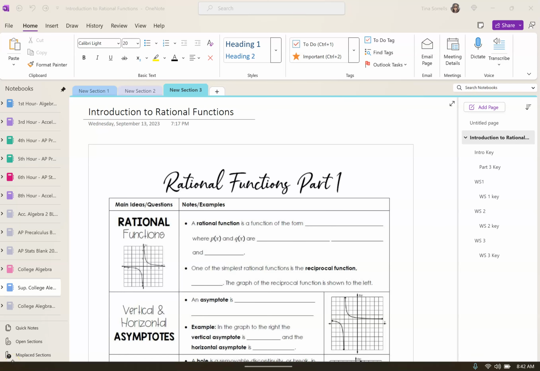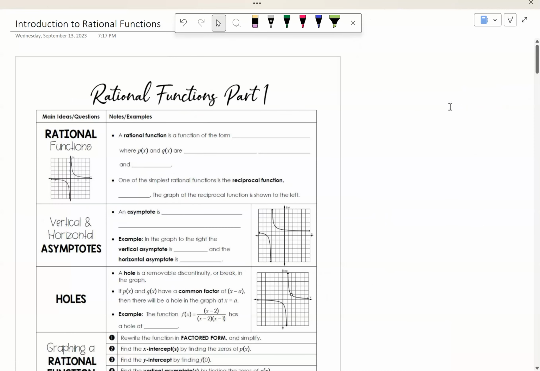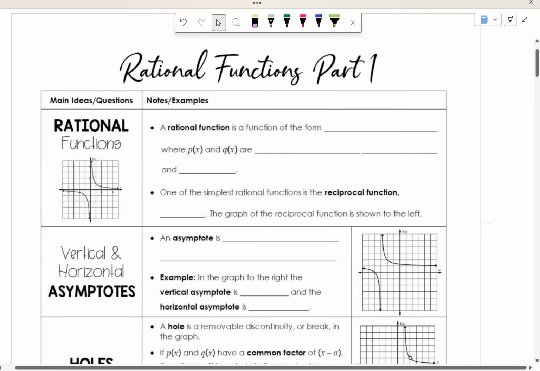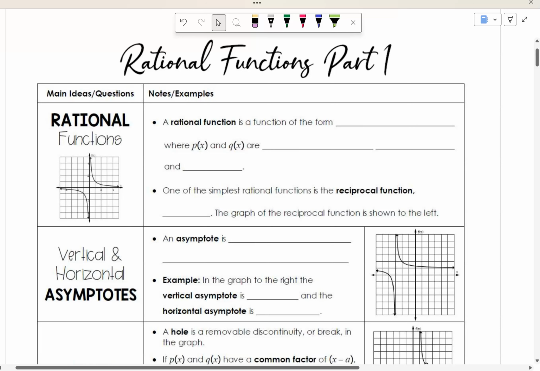Okay, so let's look at graphing rational functions. So I'm going to go through this first page just to touch base on some things about a rational function. So the first thing is a rational function is in the form f of x equals p of x over q of x.